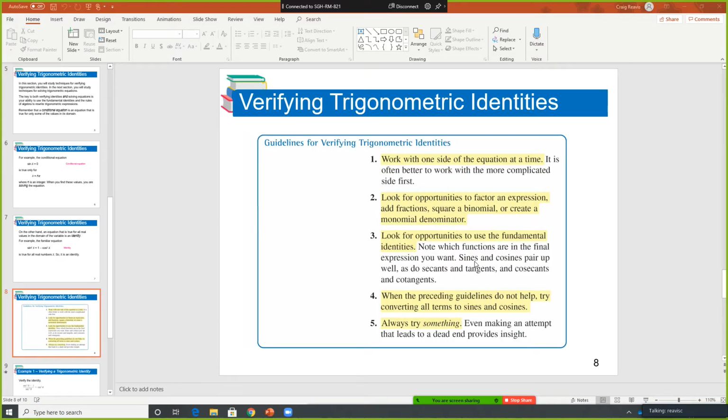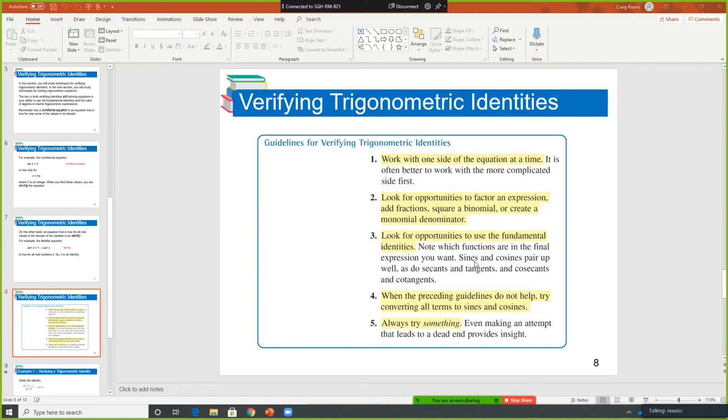All right, so here are the guidelines to doing this that they say. You want to work only one side of the equation at a time. Generally, the side that looks more complicated is where you want to start. You look for chances to factor, so you've got to bring in your factoring things. Add fractions, square a binomial, create a monomial denominator. Look for places to use these identities.